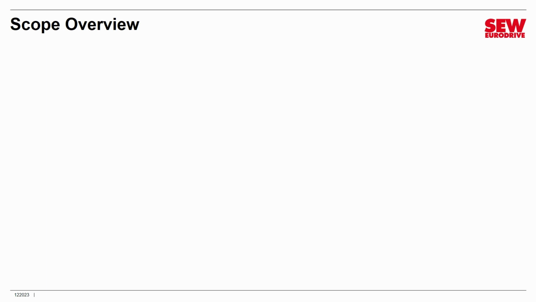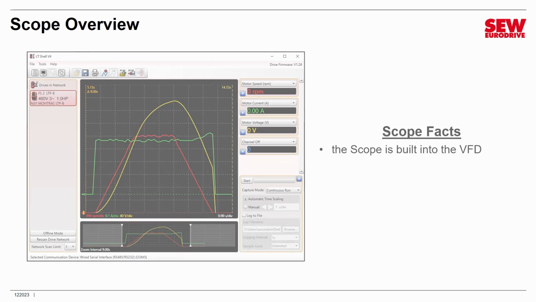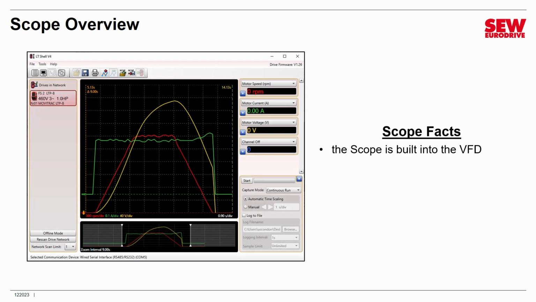All right, let's talk about the scope. I want to give you a general overview of it and how it works, and then we'll get into some of the details. First of all, a few scope facts. The scope is actually built into the VFD. It's within the hardware of the MOVITRAC LTP-B. Now, yes, you use the LT shell program to visually display the information it collects, but the scope is within the VFD. Now, you may wonder, why am I making such a point about that? Well, there's a very good reason.